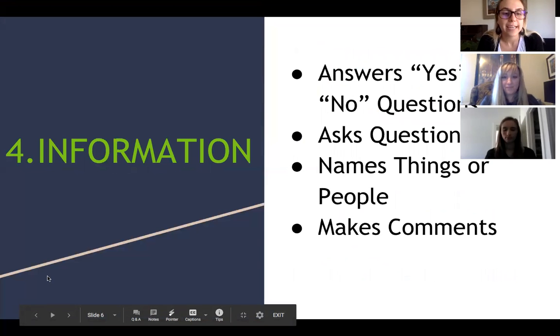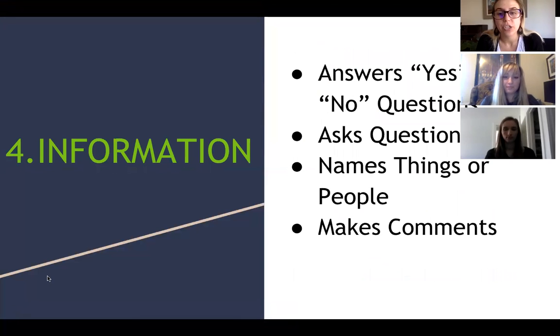So the fourth one is gaining information or requesting information. So first, answering yes and no questions, asking questions, naming things or people, and making comments. It's important to note too that a lot of these are at different milestones in development. So naming things or people is an earlier stage. This can be done either verbally or identifying people in pictures. And then asking questions and answering yes and no questions are typically acquired later in development, starting around 2 or 3 years old.